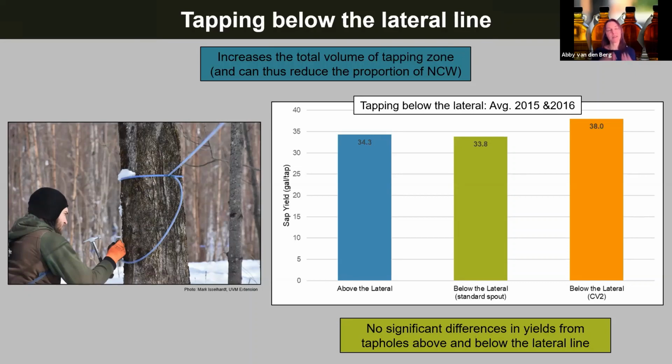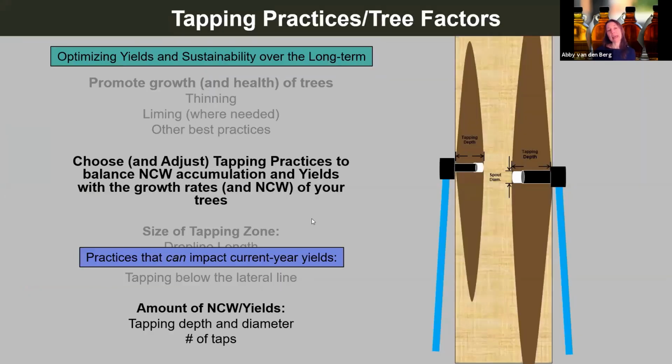So if you have a lot of non-conductive wood in your trees, this can be a very good option for you if you have vacuum. This is not something you want to do on a gravity system. And then finally, if necessary, once you've taken those steps, if you're still hitting too much non-conductive wood, then you can focus on adjusting practices that do impact current year yields. So adjusting the tapping depth to being shallower, adjusting diameter to being narrower, and adjusting the number of taps.